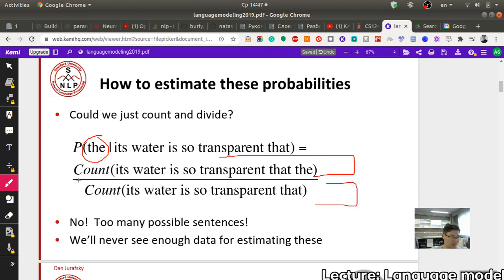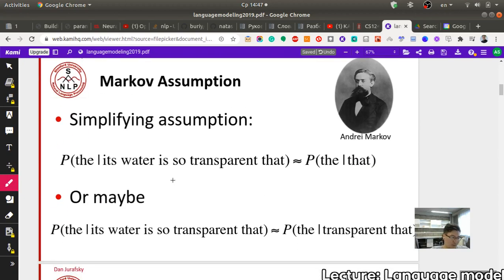The problem with this is that there are too many possible sentences, and we'll never see enough data for estimating this. So we cannot find all of this data. To solve this problem, as we said, this cannot be used because we cannot take such data for each type of sentence, but we can simplify.